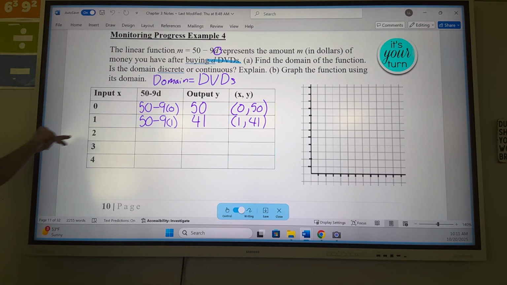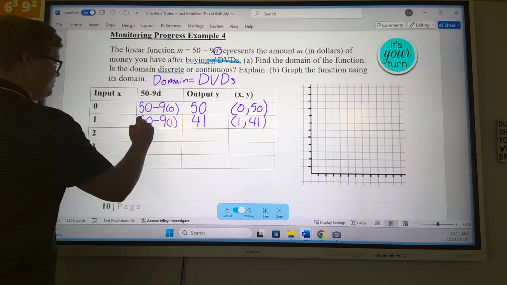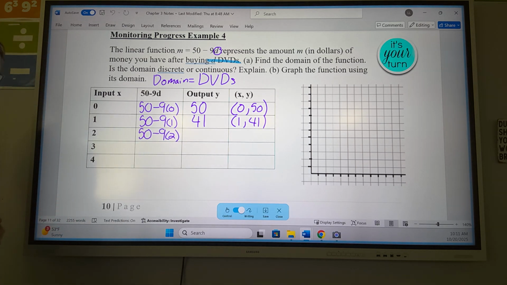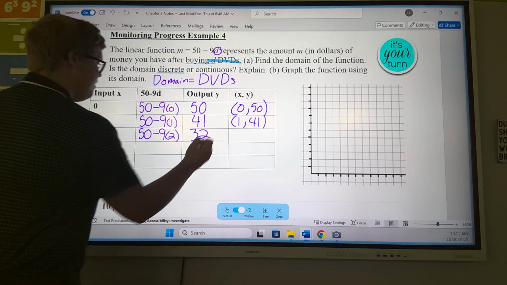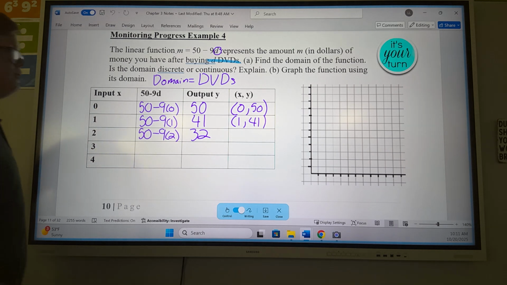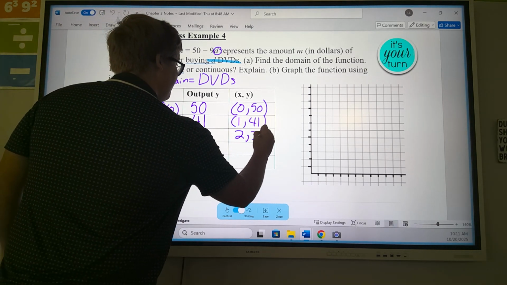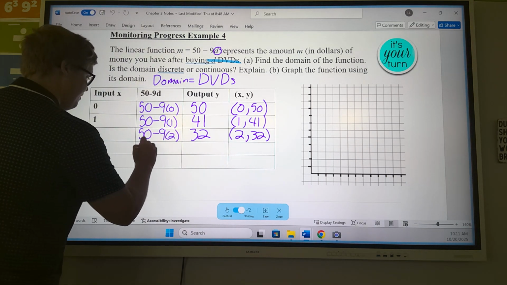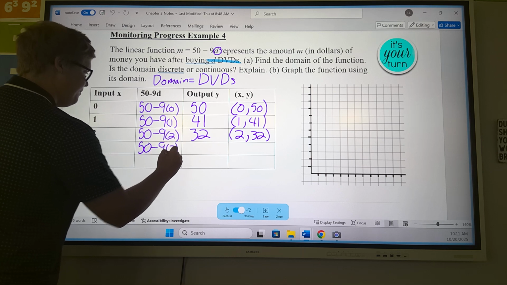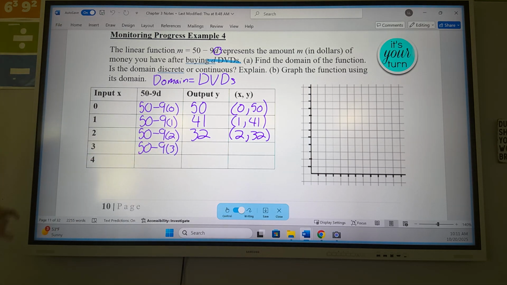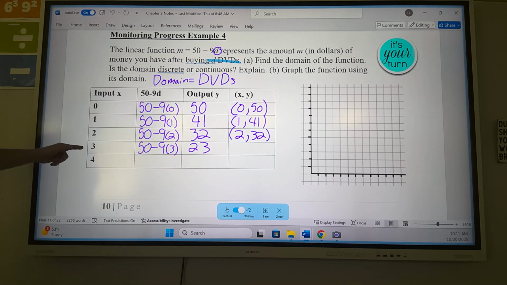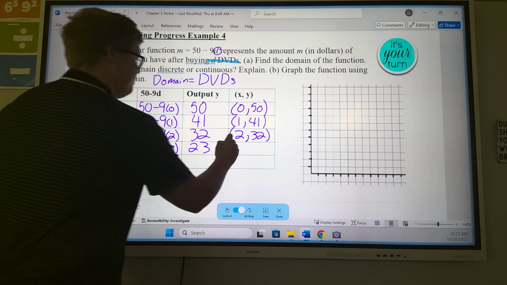We're going to do 2 now. Find 2 DVDs. 50 minus 9 times 2. What's 9 times 2? 9 times 2 is 18. 50 minus 18 is 32. So when x is 2, y is 32. Okay, 3. 50 minus 9 times 3. 9 times 3 is 27. 50 minus 27 is 23. So when x is 3, y is 23.